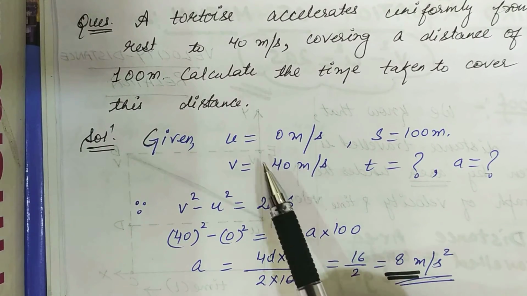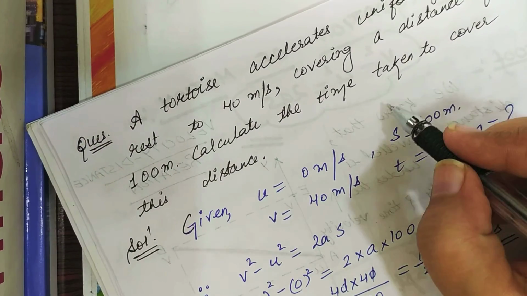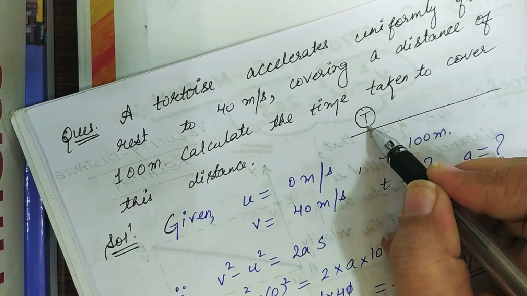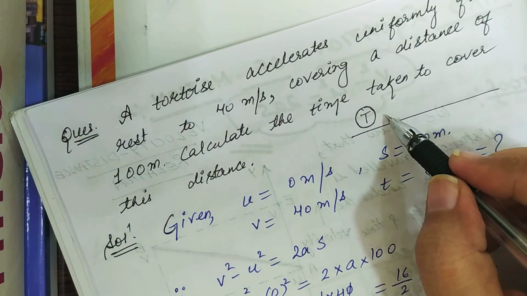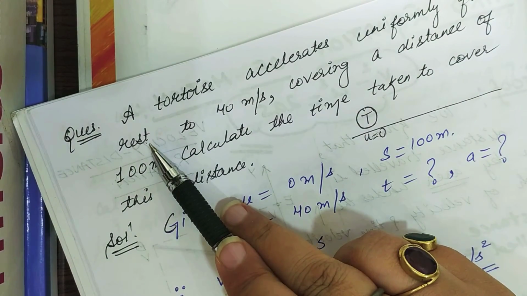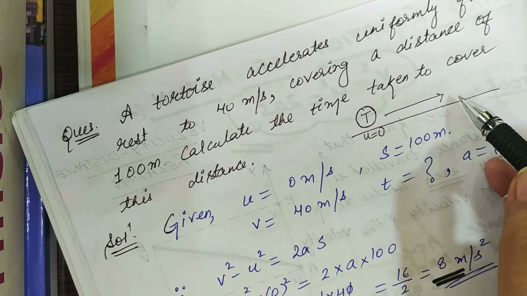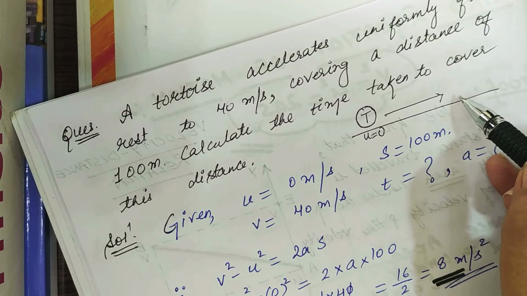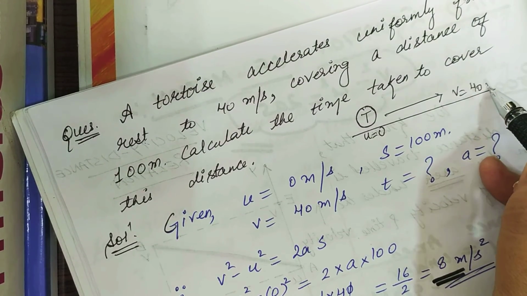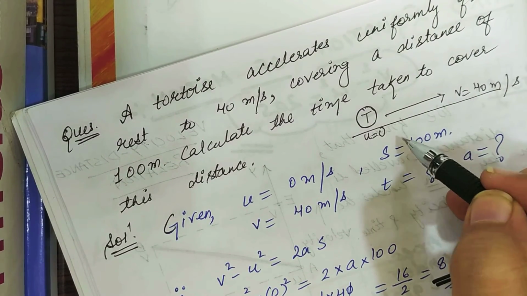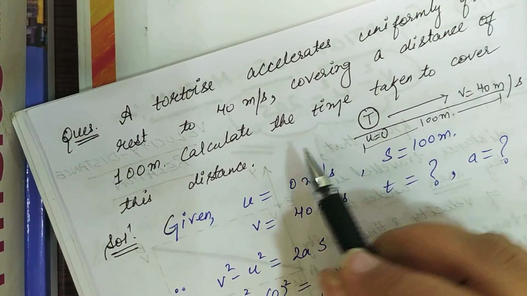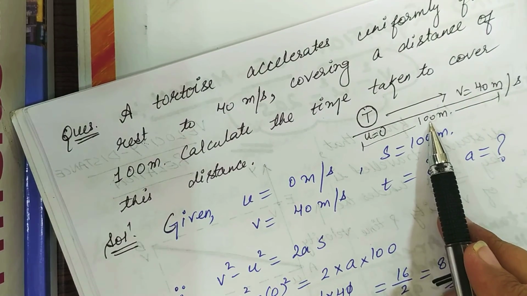So as I told you, you may always write what is given, or you may draw a simple diagram. Say there is a tortoise, you may draw the tortoise if you wish. You can write T. Its initial velocity is 0 because it is starting from rest. Final velocity is given as 40 meter per second. So it covers a distance of 100 meters. We need to find the time taken to cover the distance of 100 meter.